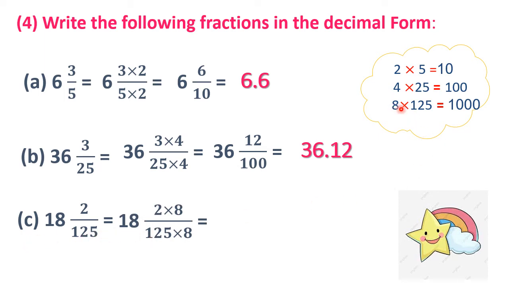125 friends 8. So time 8 in the denominator and time 8 in the numerator. Put 18, 2 times 8 equals 16, 125 times 8 equals 1000. So put 18 in the whole number and 16 after 3 decimal places.